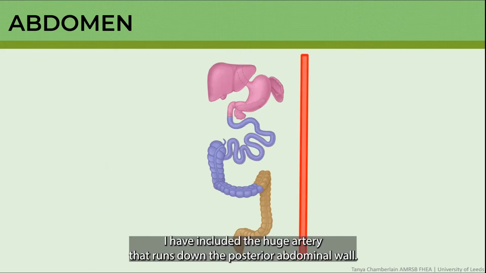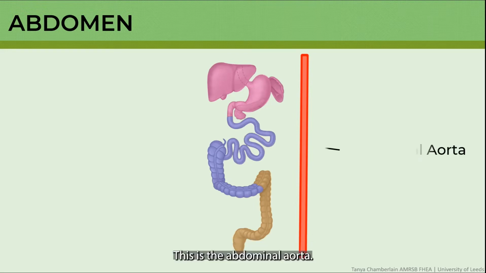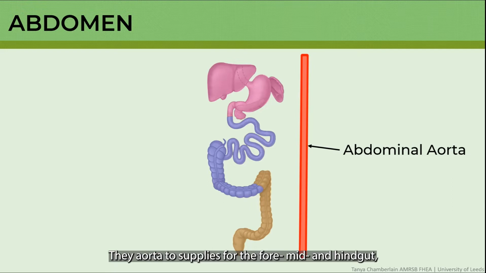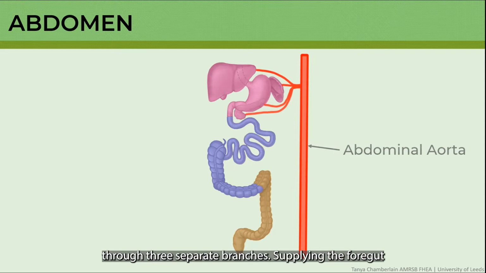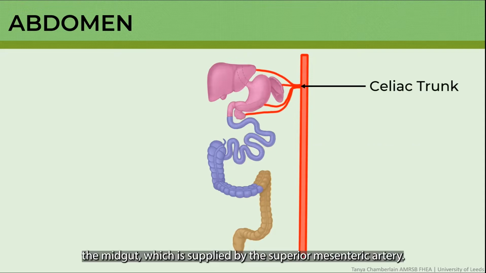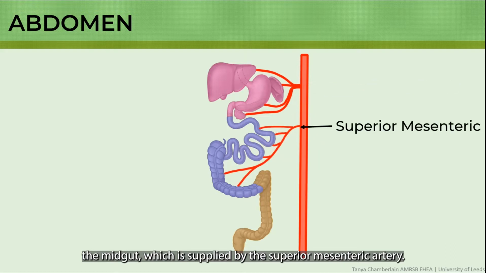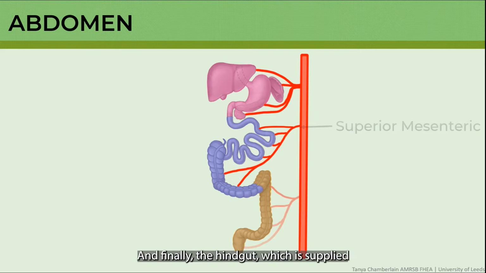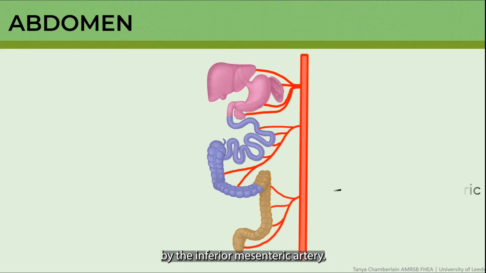Here I have included the huge artery that runs down the posterior abdominal wall. This is the abdominal aorta. The aorta supplies the fore, mid and hindgut through three separate branches. Supplying the foregut, we have the celiac trunk. The midgut is supplied by the superior mesenteric artery, and finally the hindgut, which is supplied by the inferior mesenteric artery.